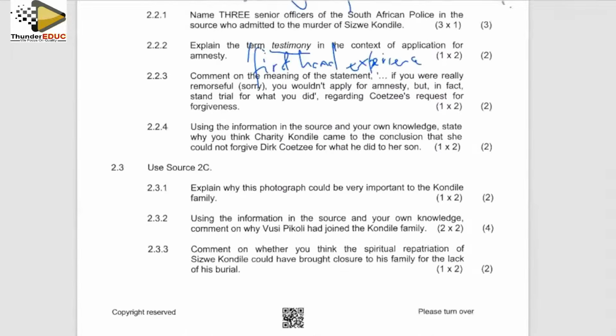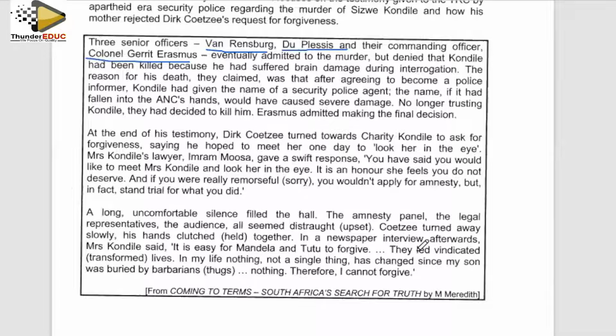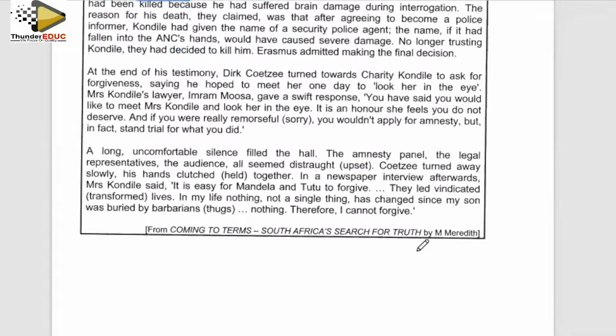Right, let's go to the source and check the context. In the last paragraph, it says, a long uncomfortable silence filled the hall. The Amnesty panel, the legal representatives, the audience, all seemed distressed or upset.